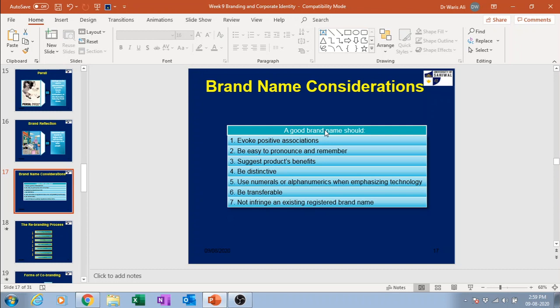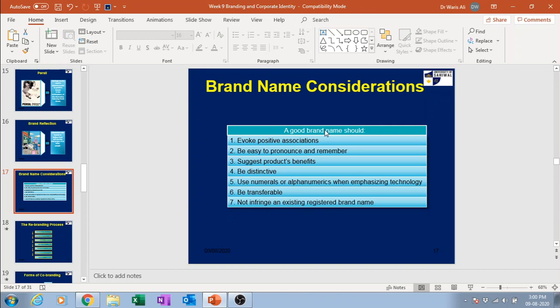When deciding the brand names, you need to be very careful. What do you need to consider when designing the name of a brand? Brand should evoke positive association. Brand should be easy to pronounce and remember. Häagen-Dazs is a slightly difficult name, but it is one of the popular brands, though difficult to pronounce. So remember, brand should be easy to pronounce and remember.